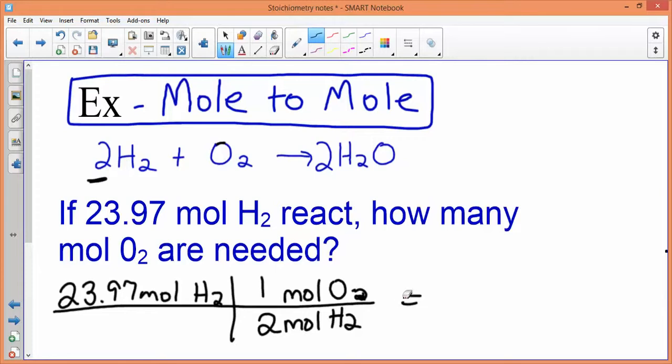I knew to put hydrogen on bottom because hydrogen is given. So I can go ahead and cancel my units. Multiply 23.97 times 1 divided by 2, and we will get roughly 12. We'll say 11.9 moles of O2. So if I had 23.97 moles of hydrogen, I would need 11.9 moles of oxygen to react with that in order to use up all of the hydrogen.